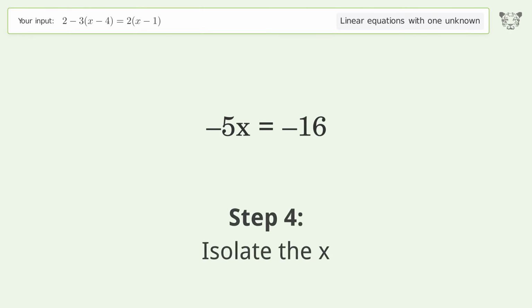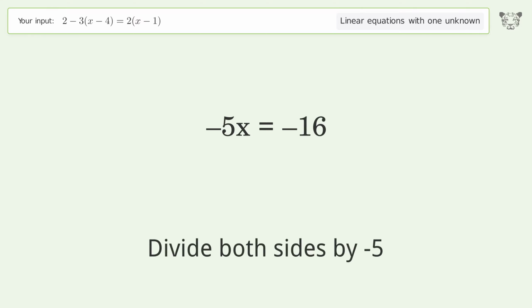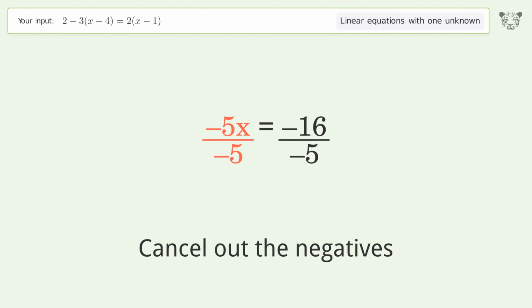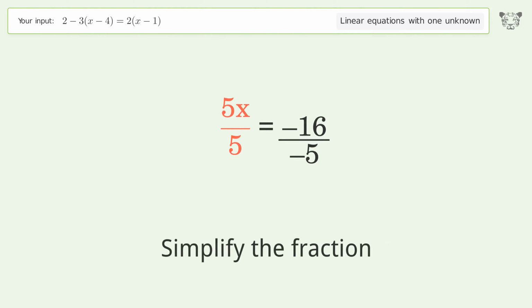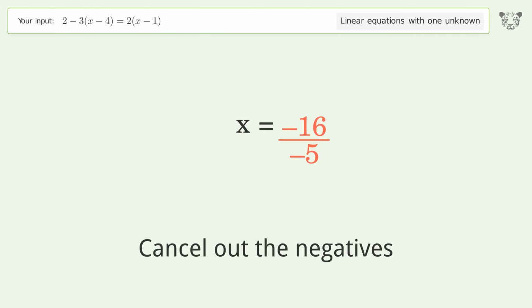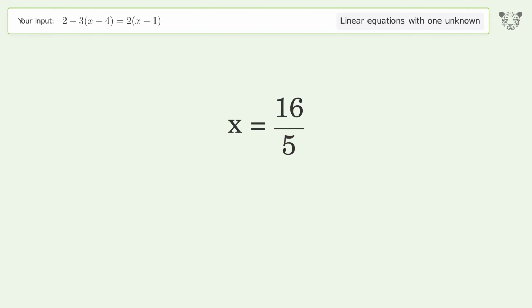Isolate the x. Divide both sides by -5. Cancel out the negatives. Simplify the fraction. Cancel out the negatives. And so the final result is x equals 16/5.